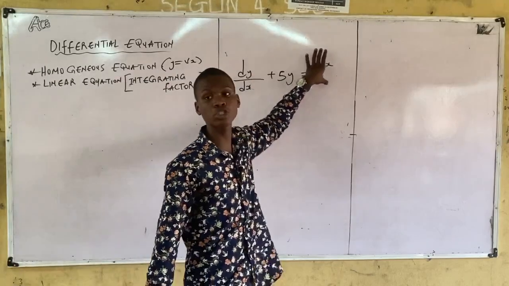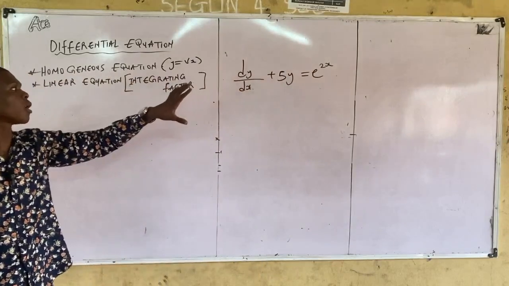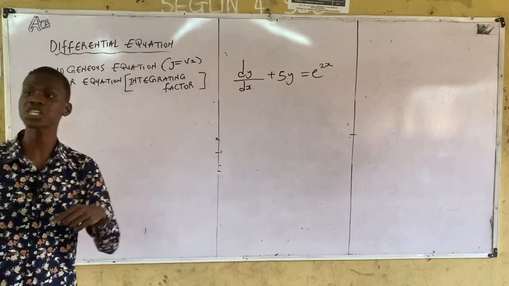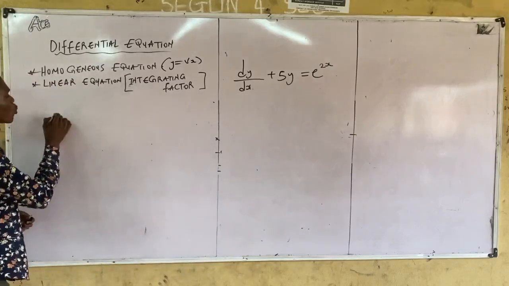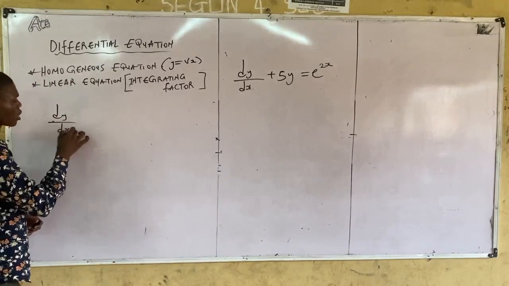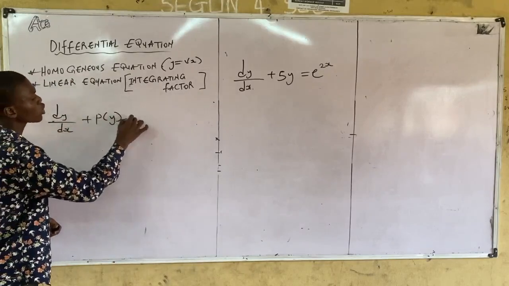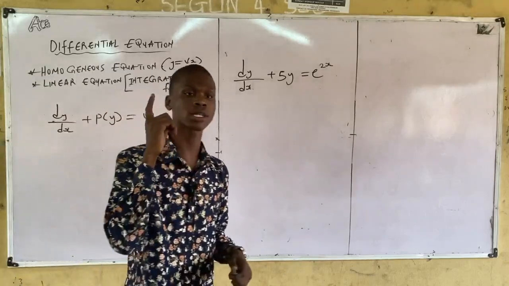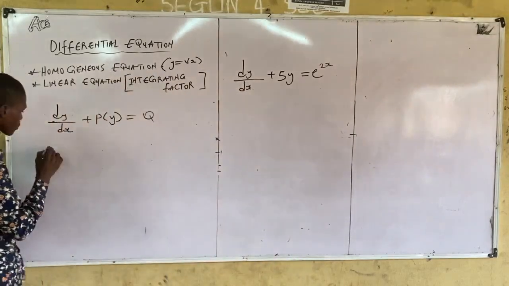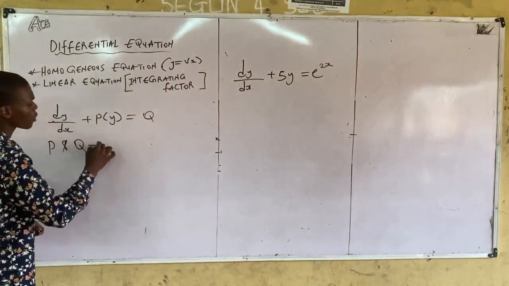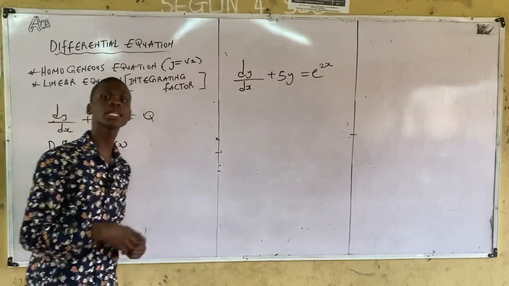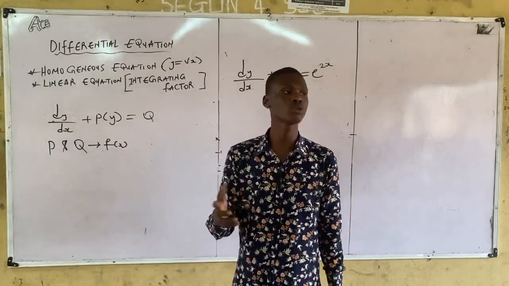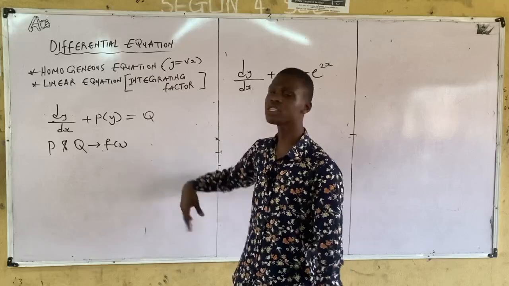Consider this differential equation. How do I know that I'm using linear equation? Generally, a linear equation in differential equation is written as dy over dx plus p y equals q, where p and q are functions of x. What we are saying is that p, a function of x, can be a real number like 1, 2, 3, 4, 5 and the likes. Similarly for q.